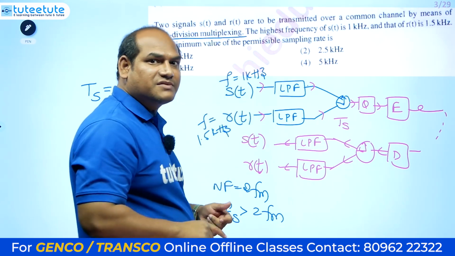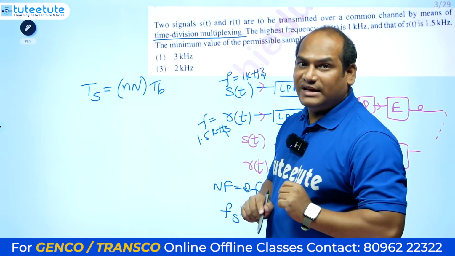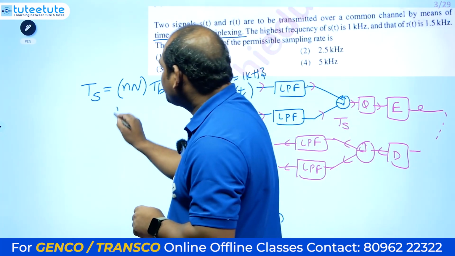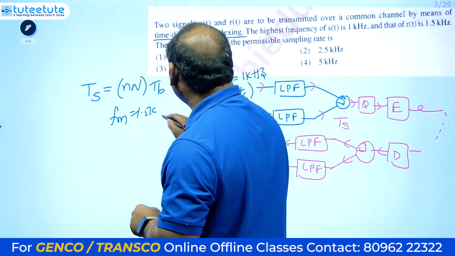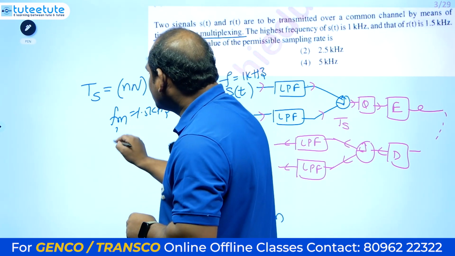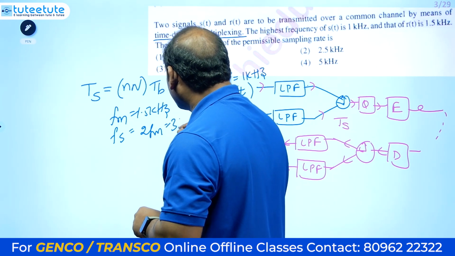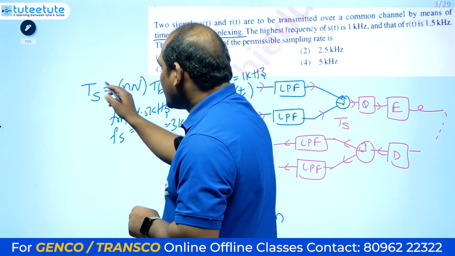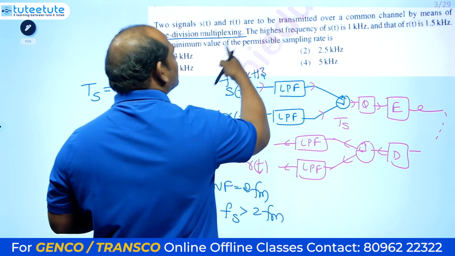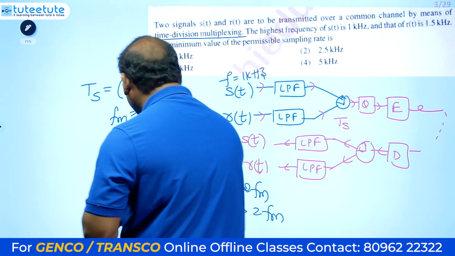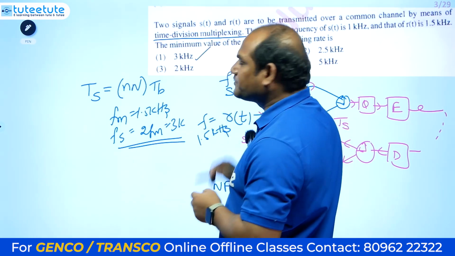This is also satisfied. So what FM value do we have to take? 1.5K. Okay, so FM is equal to 1.5K. If you take this, both will be satisfied. So what is Fs now? 2 times FM, that is equal to 3K. Okay, so what is TS? 1 by Fs. Like that we can take. So what is the minimum value of the permissible sampling rate? That means they are asking for this Fs value only. So the answer is 3K. That is the answer.